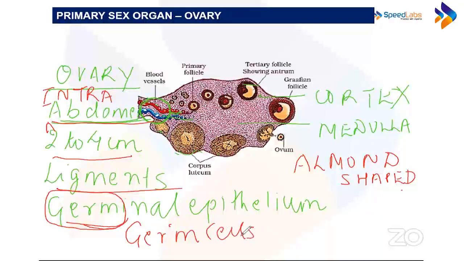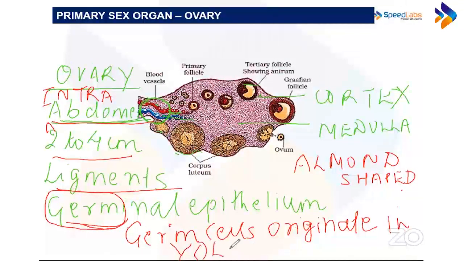Germ cells originate in the yolk sac. I will tell you what a yolk sac is. We will do all the stages of development. But germinal epithelium को हम surface epithelium या cuboidal epithelium बोल सकते हैं, because germ cells do not originate from the germinal epithelium. Germ cells originate from the yolk sac and then migrate to the gonads, ठीक है. All right. समझ में आई बात?